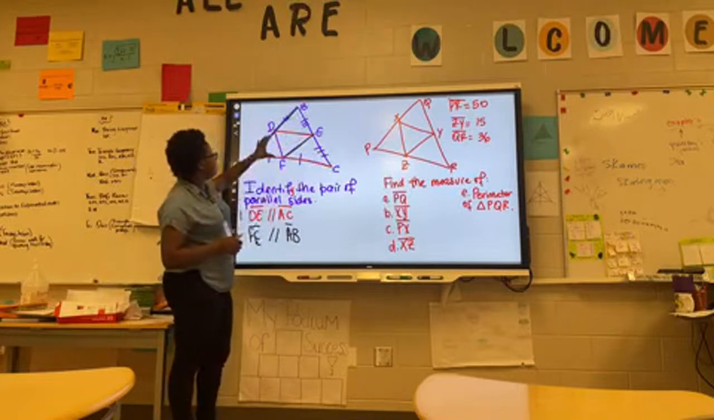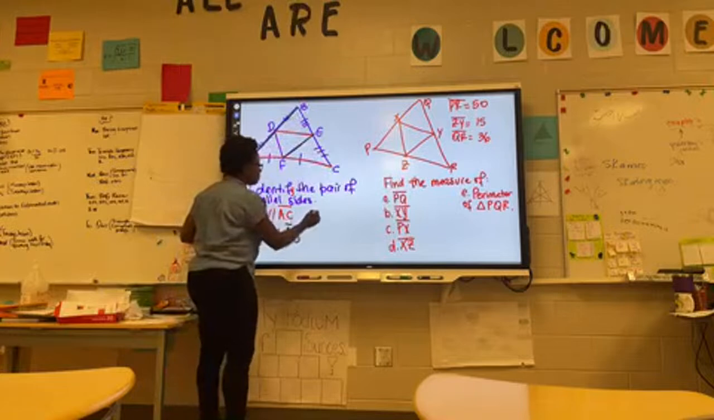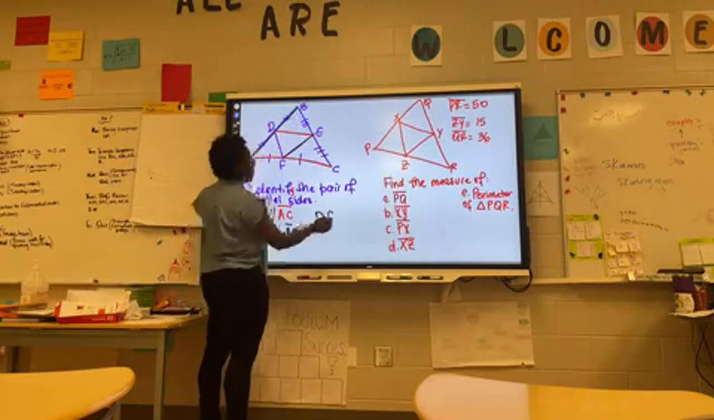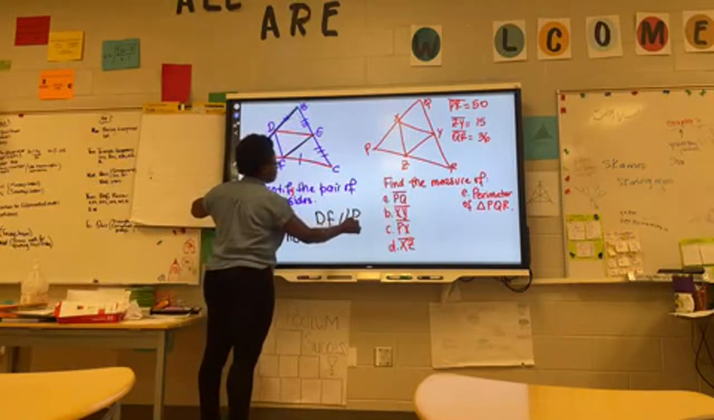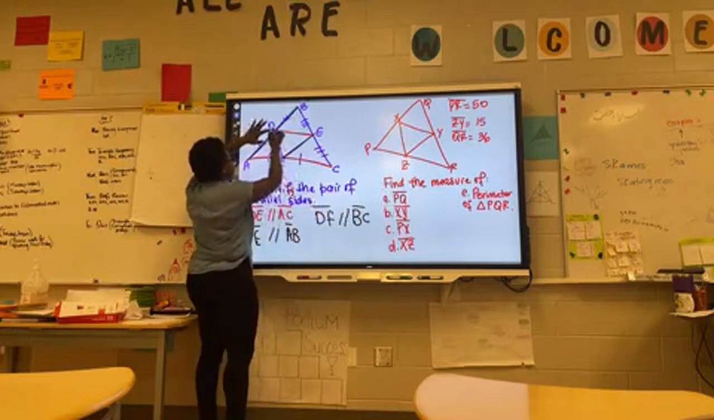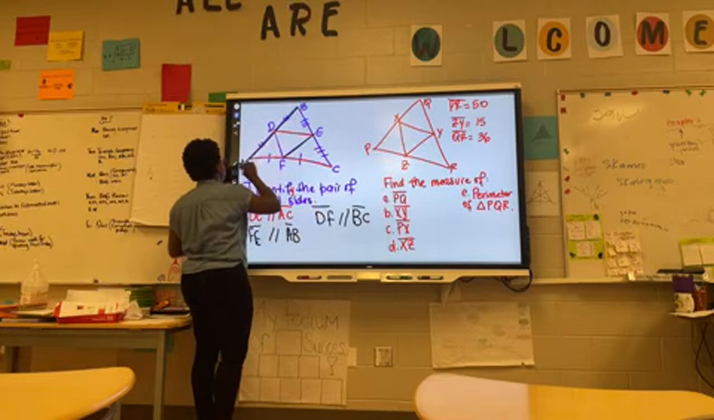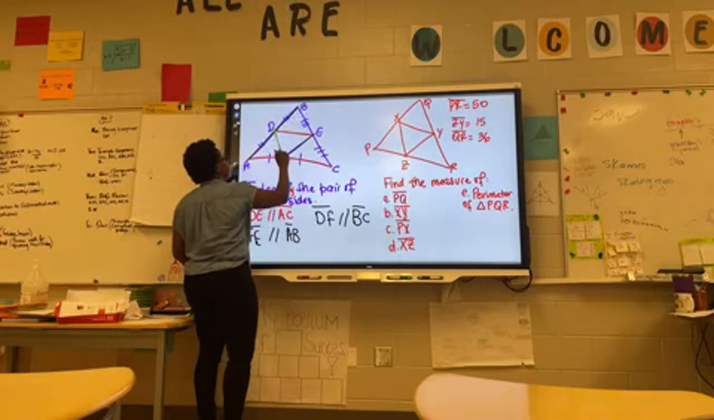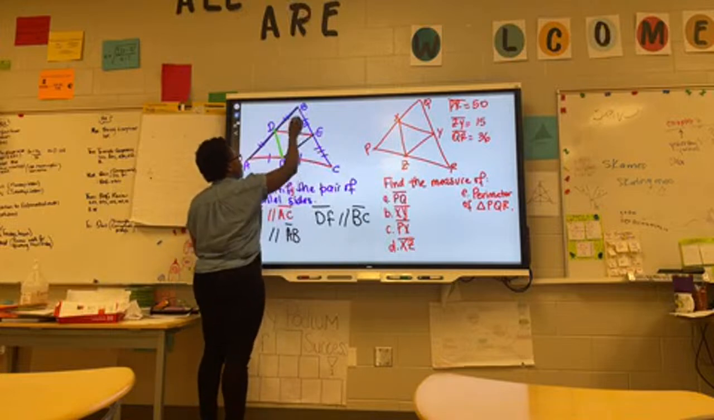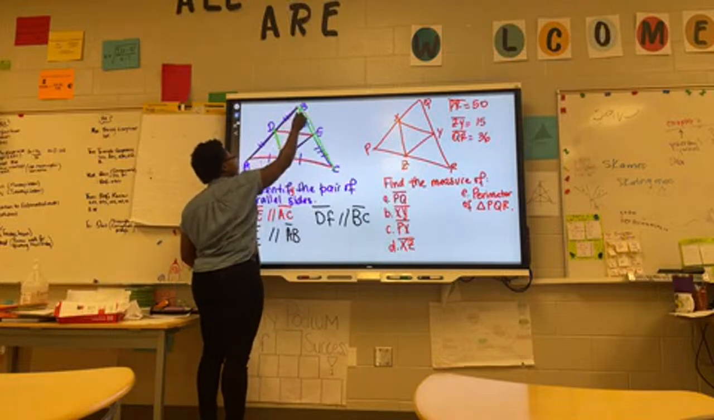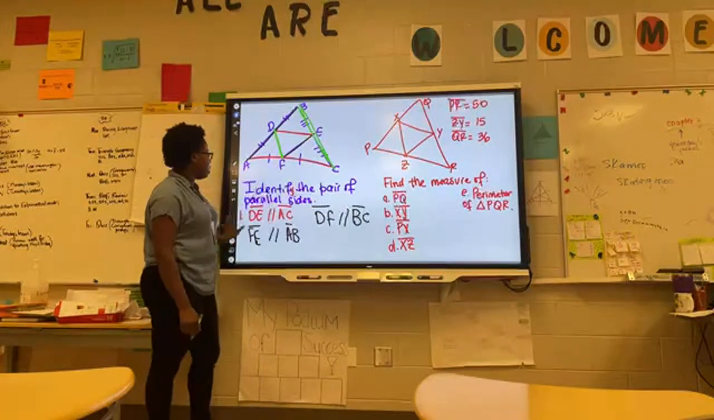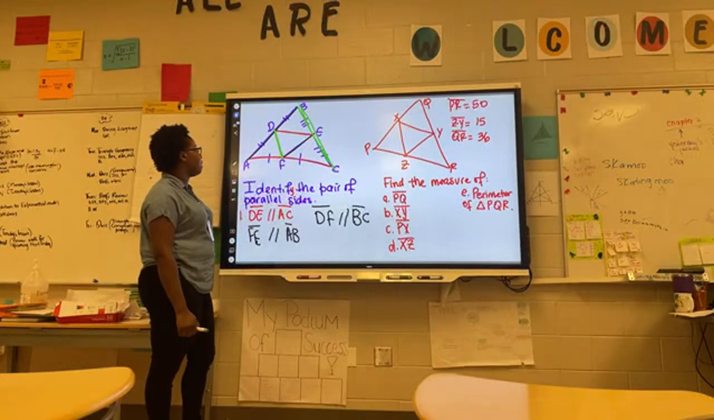And the next one would be DF, and that's parallel to BC. So if you see DF right here, let's see if I can change the color again. Nope, that's not working. Let's put green. DF right here is parallel to BC along the line right there. So that's how you identify parallel parts.